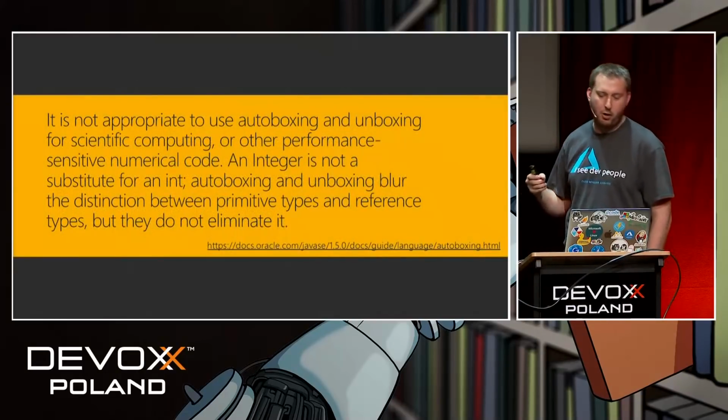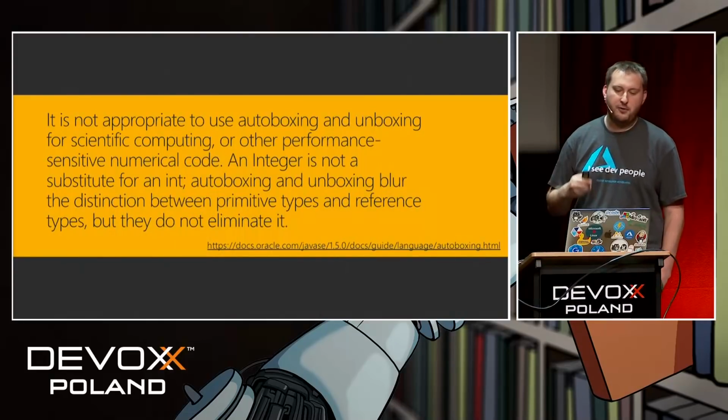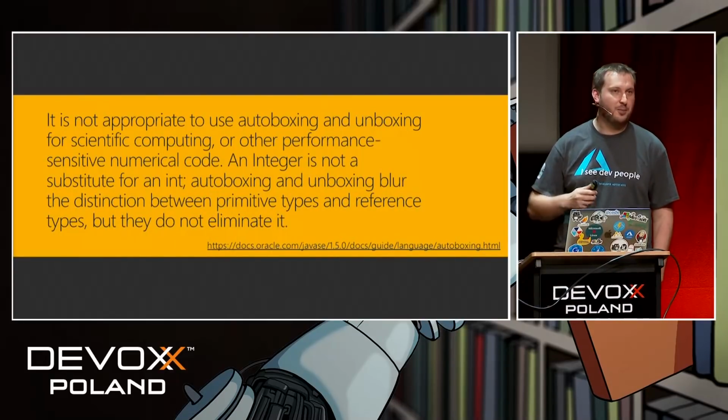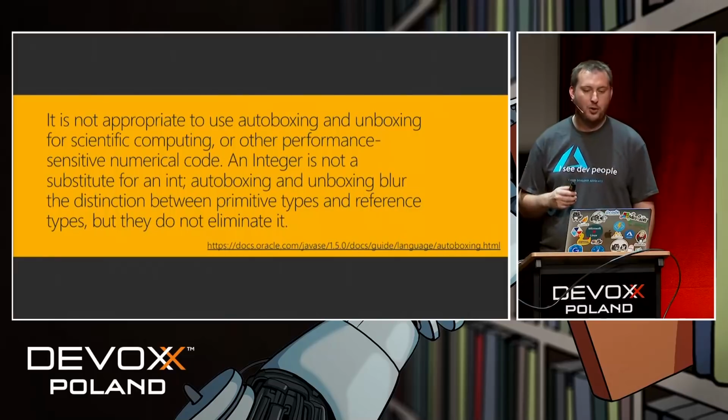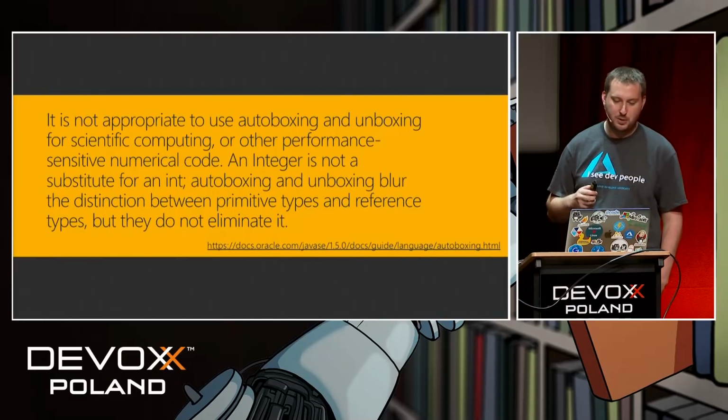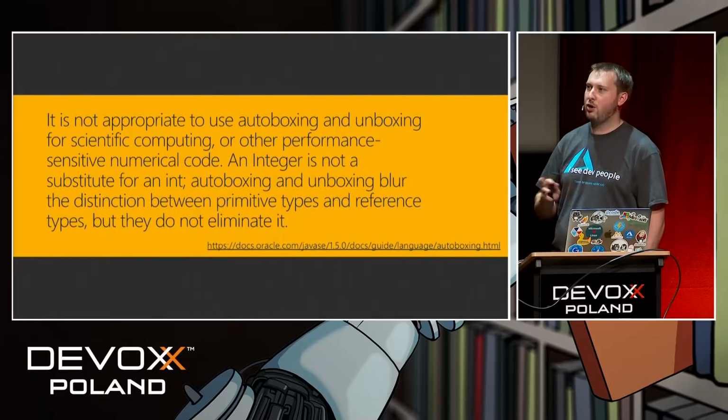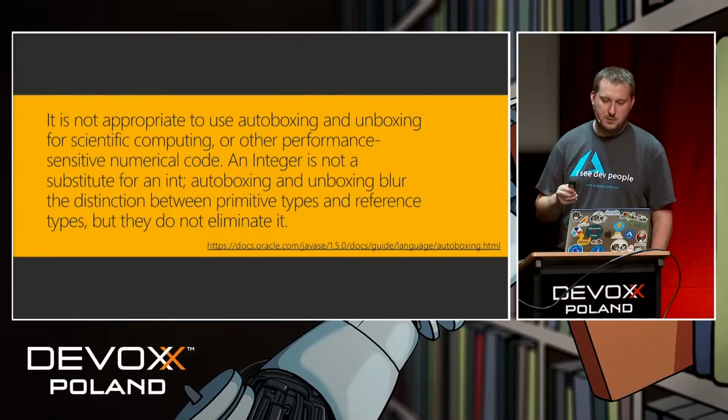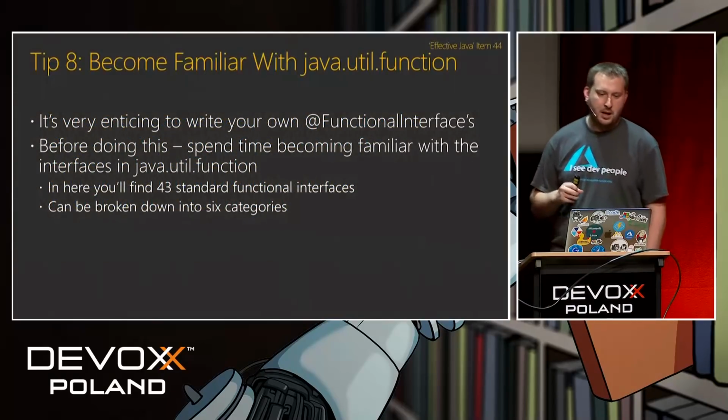This is a quote from the Oracle docs. It is not appropriate to use autoboxing and unboxing for scientific computing or other performance-sensitive numerical code. An Integer is not a substitute for an int. Autoboxing and unboxing blur the distinction between primitive types and reference types, but they do not eliminate it. So, just be warned.